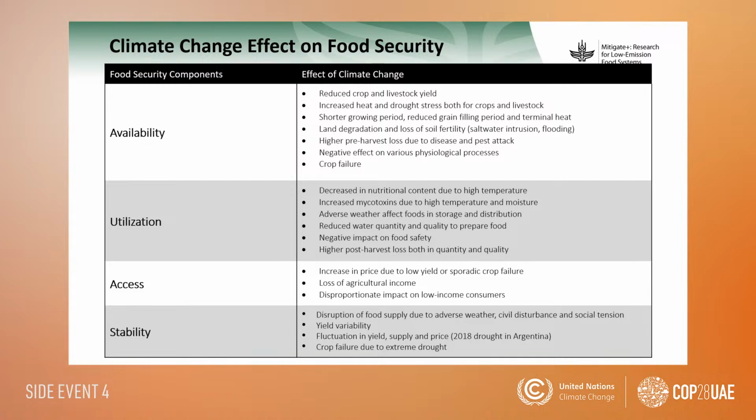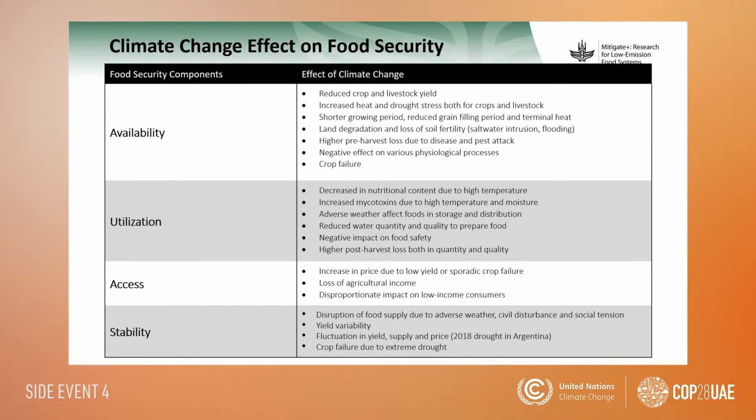Climate change affects availability through its effects on crop and livestock yield, growing periods, land degradation, and harvest loss associated with disease. It affects utilization because of decreased nutritional value of the food that's produced, through adverse weather effects on food storage, through higher post-harvest loss, and through negative impacts on food safety. It affects access through price signals, through loss of agricultural income, and through a disproportionate impact on low-income people and households.